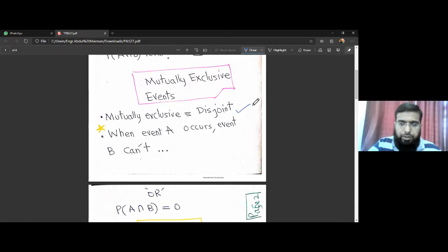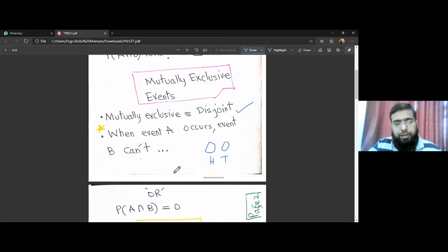For example, if we toss a coin and we have heads or tails, two options, we'll either get a head or a tail. We cannot have both heads and tails together. We cannot have a head as well as a tail together. Therefore, having a head on a coin or a tail, they are mutually exclusive events.